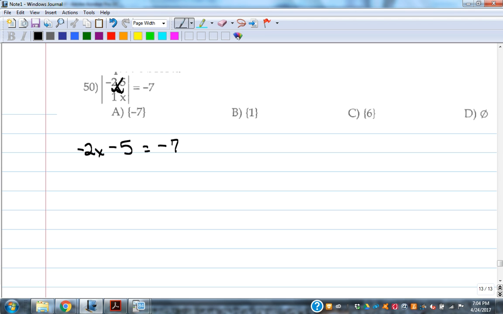Okay. So cross multiply. 2 times x is 2x. Negative 2 times x is 2x minus 5 times 1. And then that should be equal to negative 7. And you solve it from there.